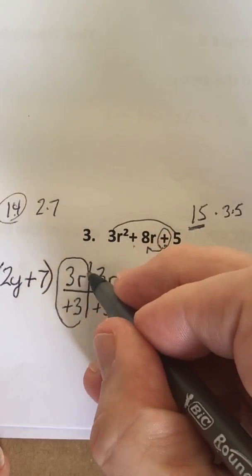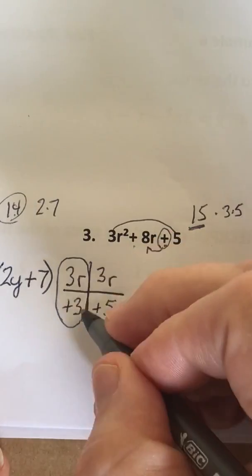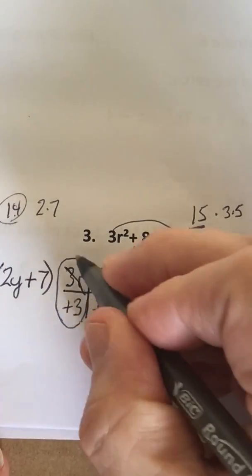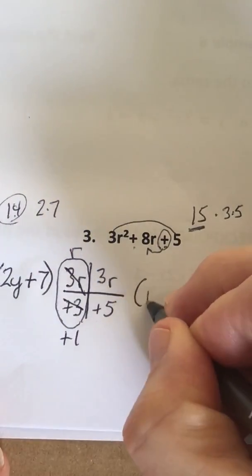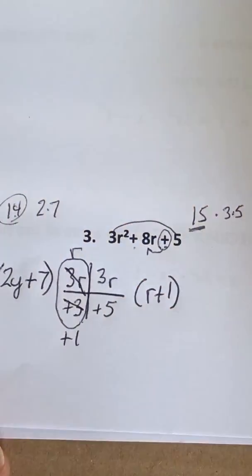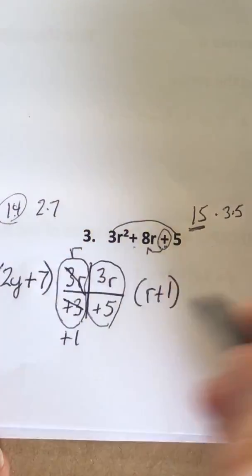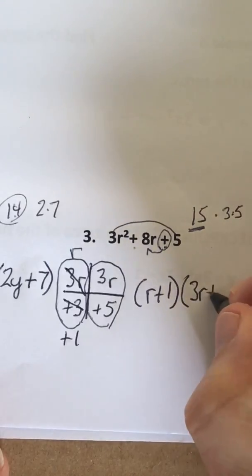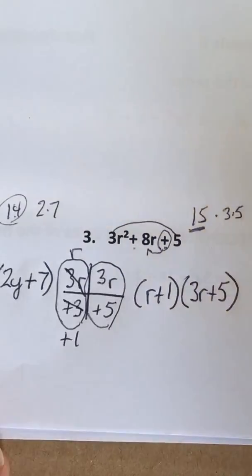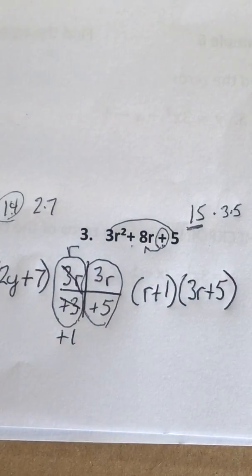Group the first side together, the front side, and we got 3r plus 3. Well, they're both divisible by 3, so we divide them by 3. This leaves us with r, and then the bottom a plus 1. So we're left with r plus 1. And then in the other side, 3r plus 5. We can't factor anything out of it, so we just write it down. 3r plus 5. And that's how you factor with leading coefficients.